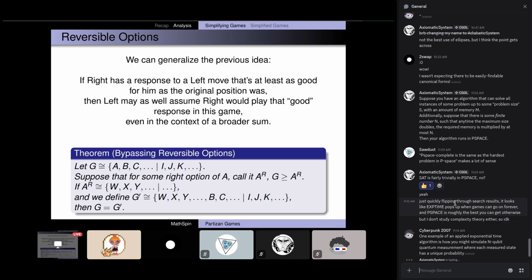I don't think that has been done before, because that's a weird thing to do. If the difference between two games is a million, then one of them is a million moves better for Left than the other. Why would you want to consider those equivalent? But you could. I guess you could take that quotient.